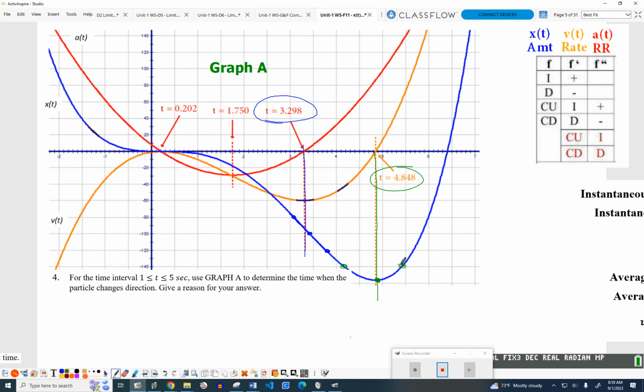What would be the other time? No, it wouldn't change directions. Oh, yeah. Yeah, the particle, here's the quicker answer. That was my fault.